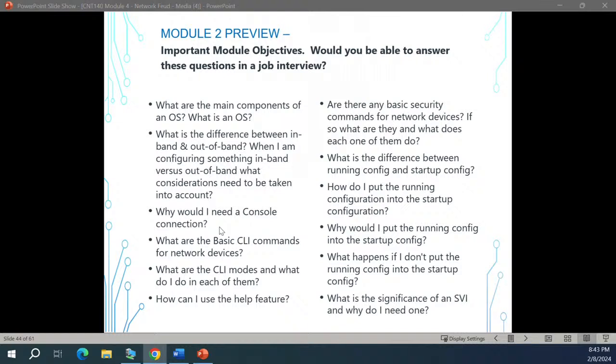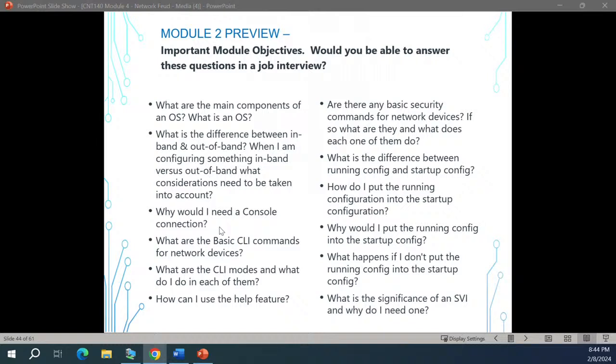Okay, so they have a help feature inside the operating system. Are there any basic security commands? What are they? What's the difference between the running config and a startup config? How do I put the running configuration into the startup configuration? Again, you want to make sure that you can answer, well, what's a startup configuration? What's a running configuration? Why do you put the running configuration into the startup, right? And your answer, not the book answer, okay? Because the book answer is going to sound like a bunch of Wikipedia garbly-goop. Put it in your own words so that you know what it is. What happens if I don't put the running config into the startup?